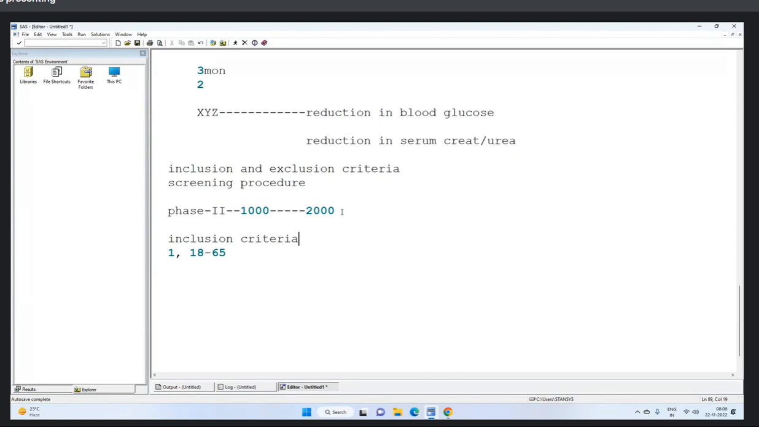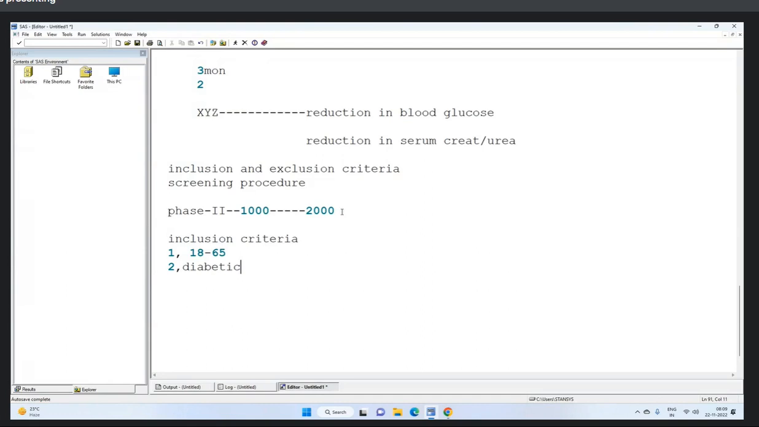Understand this one? And the next one, it's a phase 2 study. Obviously, whom am I going to take? Are you a diabetic patient? Are you a diabetic patient? If you say yes, I'm a diabetic patient, then only I'm going to take you. If you say no, I'm not a diabetic, I won't take you because it's a phase 2.